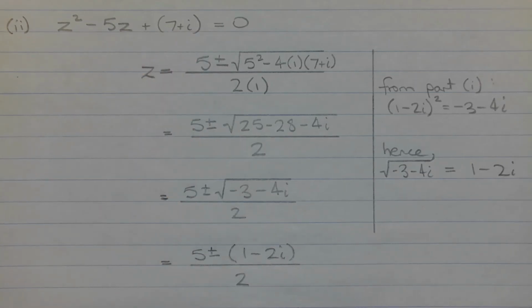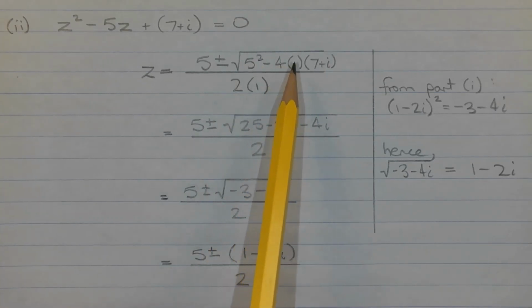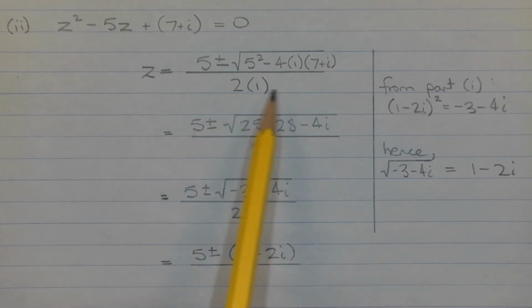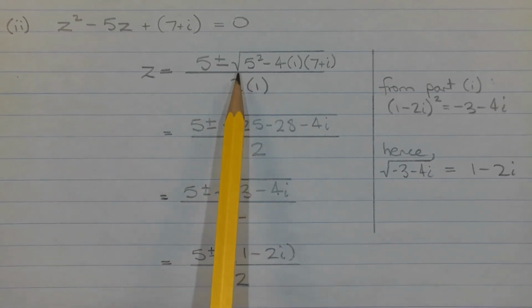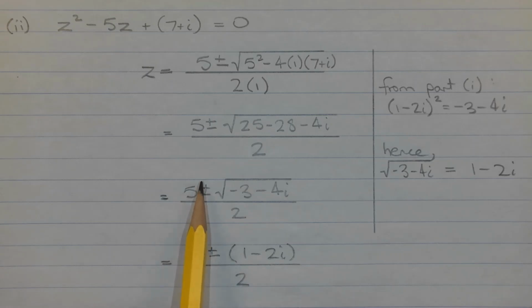So using the quadratic formula, z equals negative b plus or minus the square root of b squared minus 4ac over 2a. So that's 5 plus or minus the square root of 5 squared minus 4 times 1 times (7 plus i) over 2 times 1. Now 2 times 1 is 2, 5 squared is 25, and negative 4 times 1 times (7 plus i) is negative 28 minus 4i. Collecting like terms inside the surd, we get z is equal to 5 plus or minus the square root of negative 3 minus 4i, over 2.